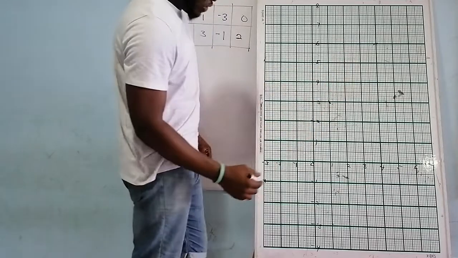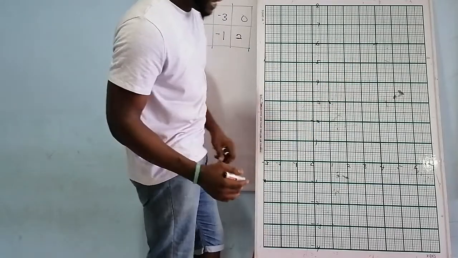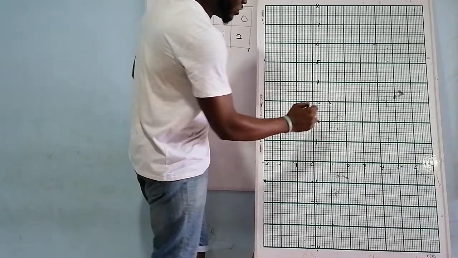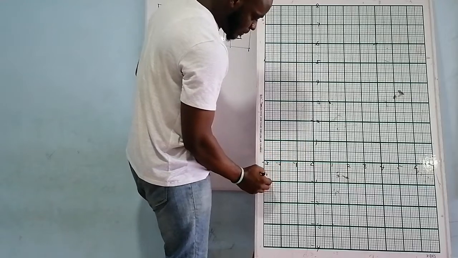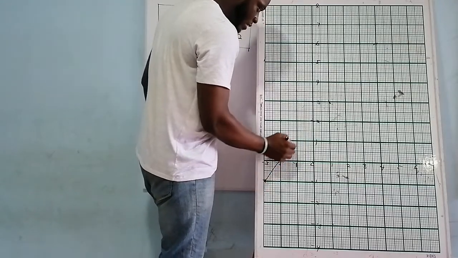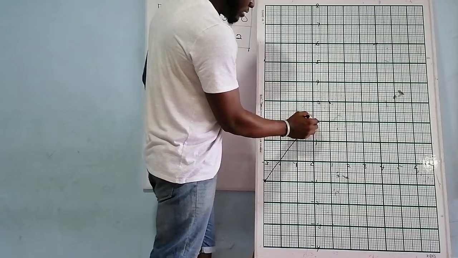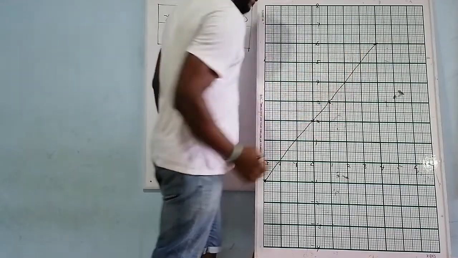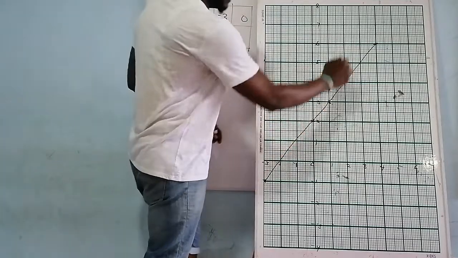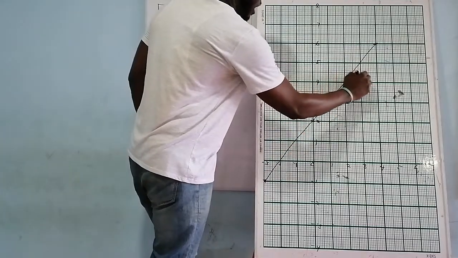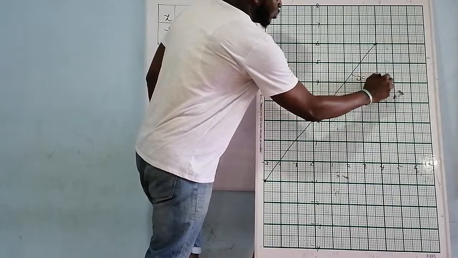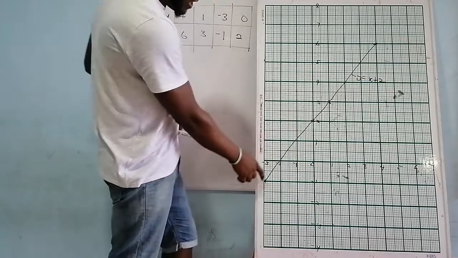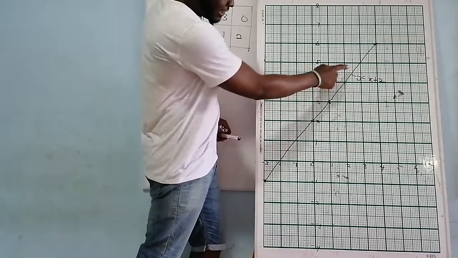Now that I've plotted these points, I pick my ruler. Unfortunately, I don't have a ruler here, so I'm going to use my free hand. You should use your ruler, put it on it, and join these points as straight as you can. Join these points, and you will get a straight line. So I've joined these points. So this is the line which has this equation: y equals x plus 2. You realize that this is a straight line. All the points I had are on this line.